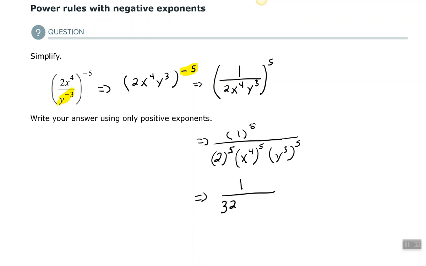X to the 4th raised to the 5th power. Power to a power rule. Remember, we multiply those exponents to simplify. And then watch the y to the 3rd raised to the 5th. Again, power to a power rule. We multiply those exponents to simplify. And that will be our final answer. So 1 over 32 times x to the 20th times y to the 15th.